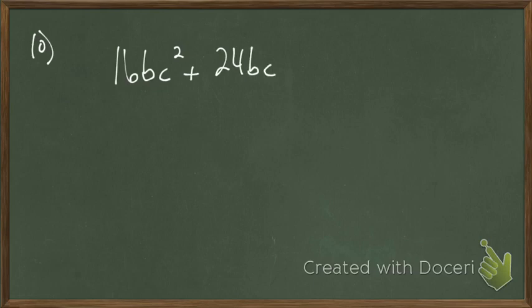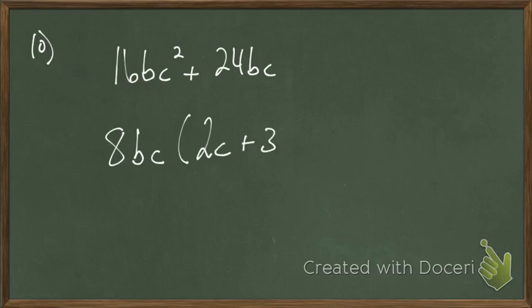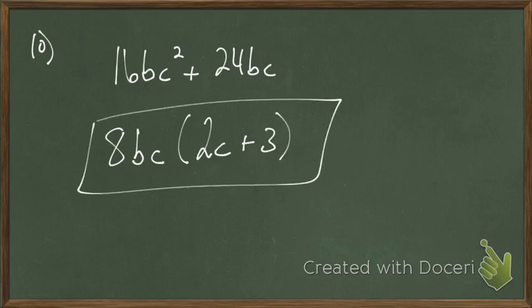Then number 10, what's the greatest coefficient that I can factor out? 8, okay, I agree. How many factors of B do they both have? 1. How many factors of C do they both have? 1. So I'm going to factor that out. I get 2C plus 3. Cool. What's kind of tricky about these is there's nothing to do to show more work. You've got to just think about it, right?